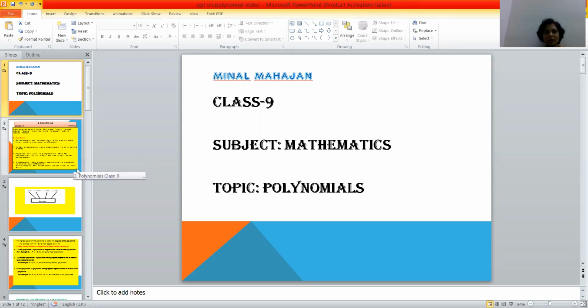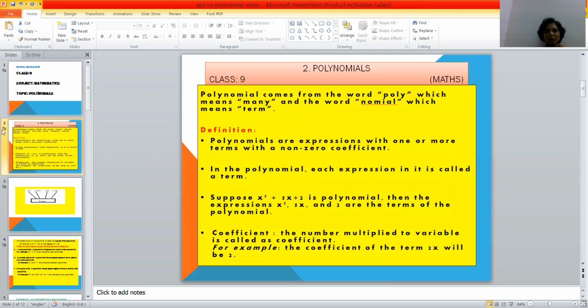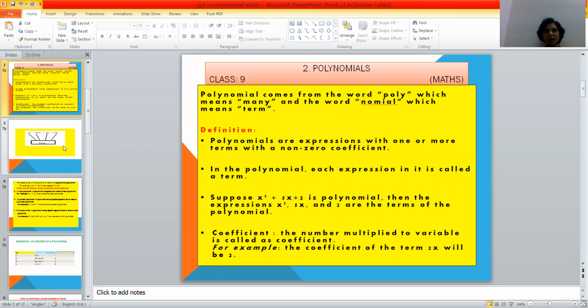Today we are learning a new topic, polynomial. Polynomial comes from the word poly, which means many, and the word nomial, which means term. Polynomials are expressions with one or more terms with a non-zero coefficient. In the polynomial, each expression in it is called a term.